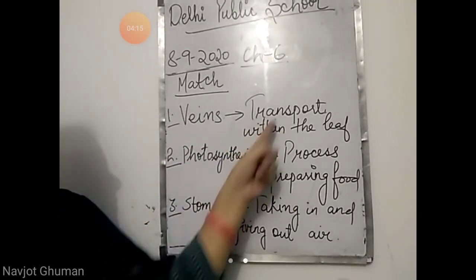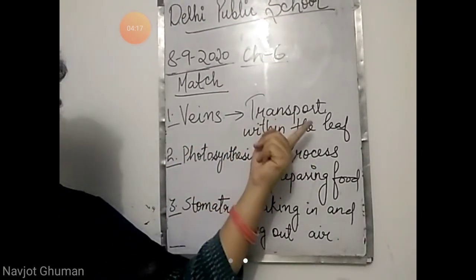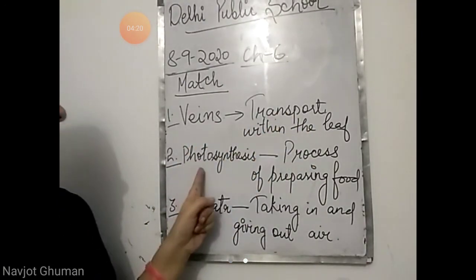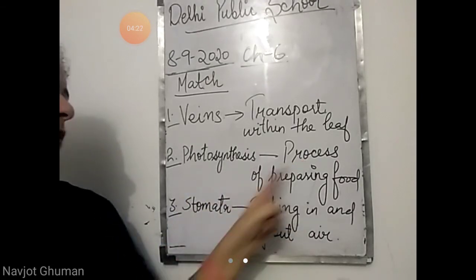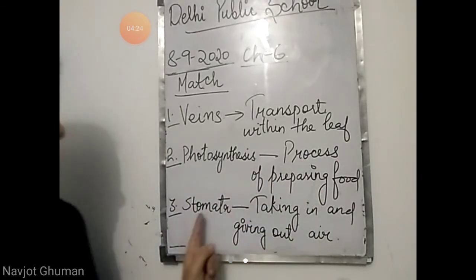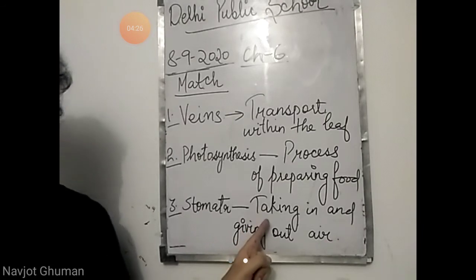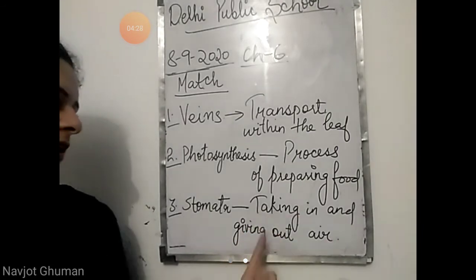Veins transport within the leaf, means they transport food within the leaf. Photosynthesis, it is the process of preparing food. Stomata, function of stomata is taking in and giving out air.